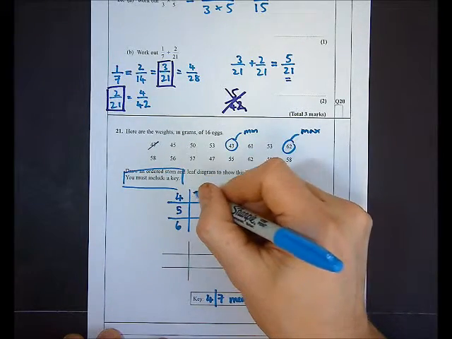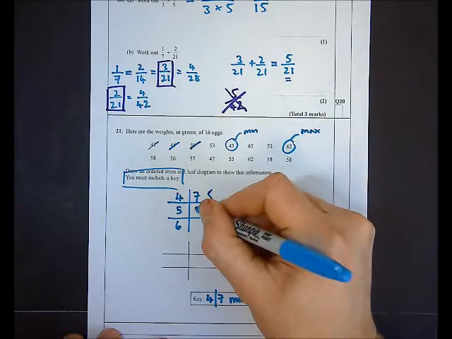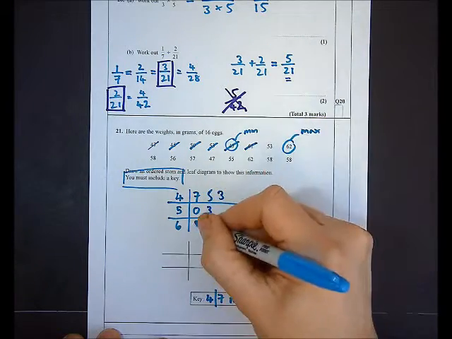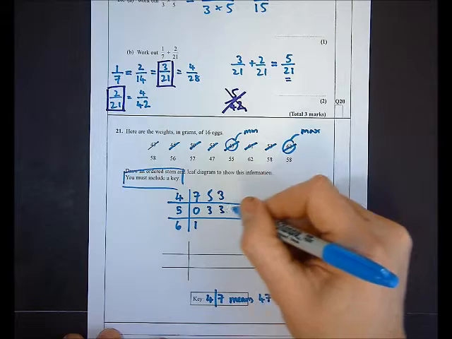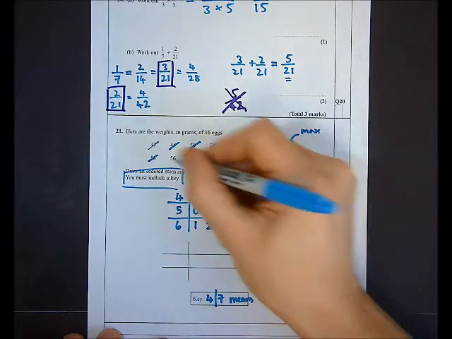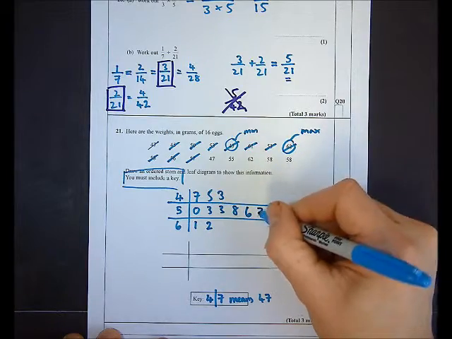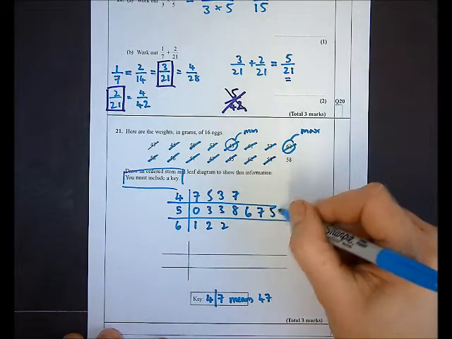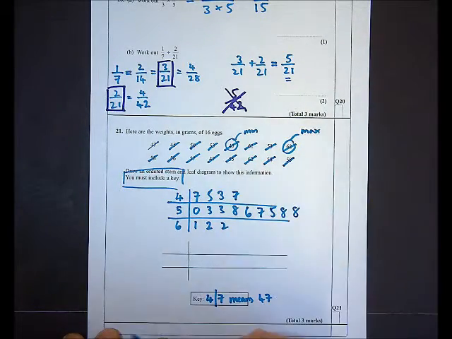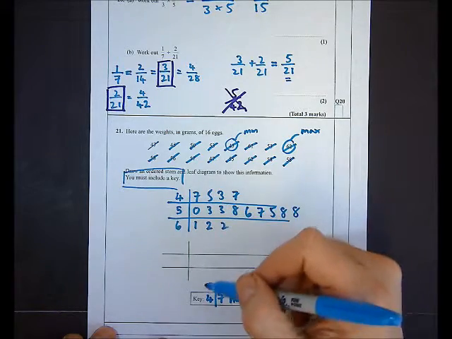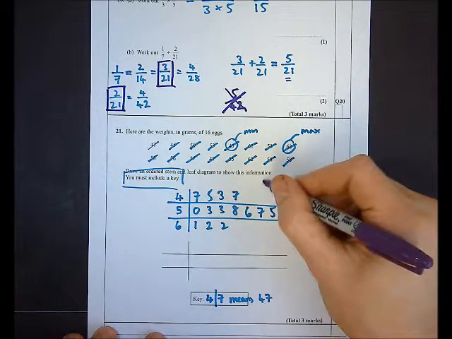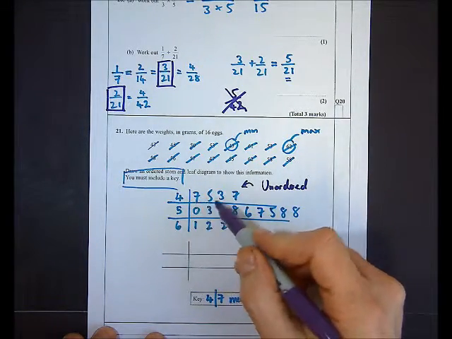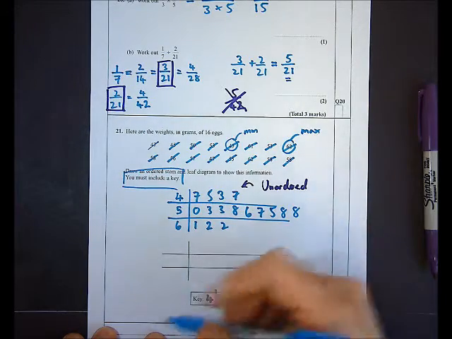So 47, 45, 50, 53. Trying to line the numbers underneath each other. 43, 61, 53, 62, 58, 56, 57, 47, 55, 62, 58, and 58 again. Now, it's tempting for some people to try and put this into order straight away. I would always advise you do it unordered here, which is what this is. This is unordered, and that means that the numbers in the leaves, 7, 5, 3, and 7, are not yet in numerical order. Underneath, I'm now going to put them in order.